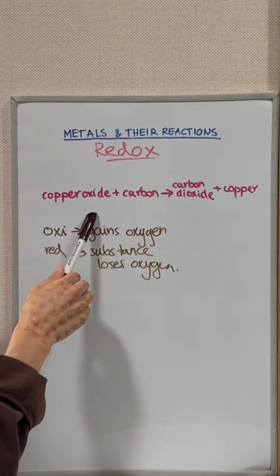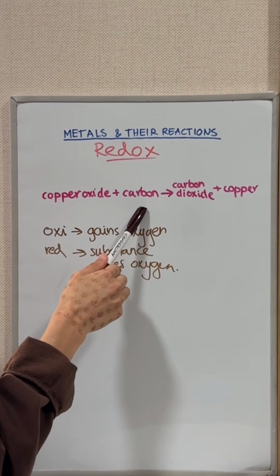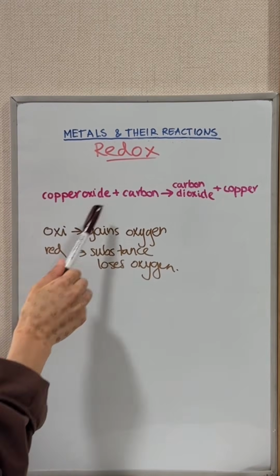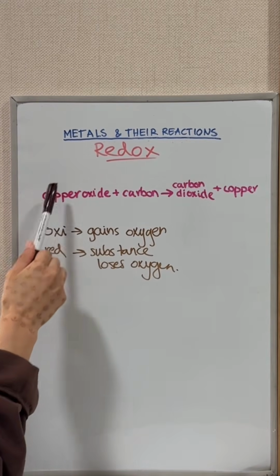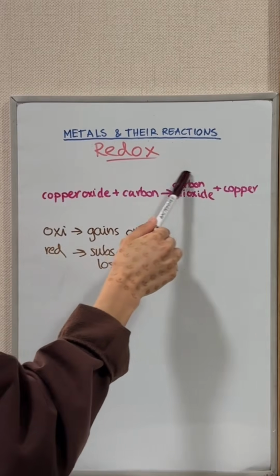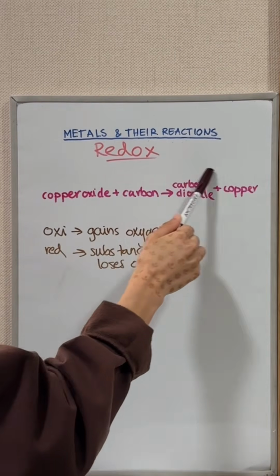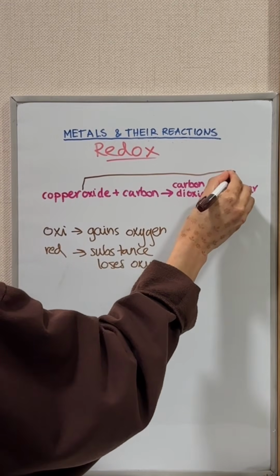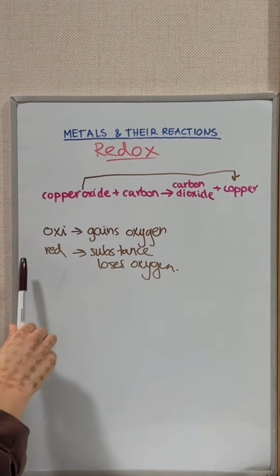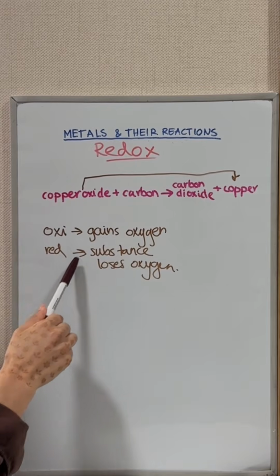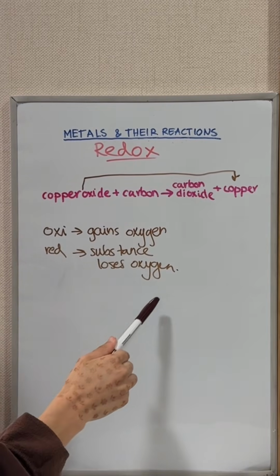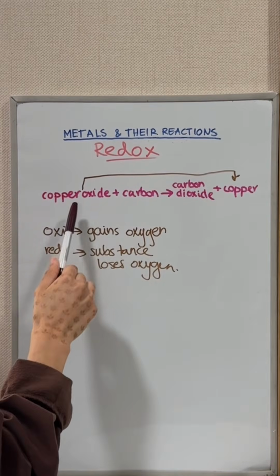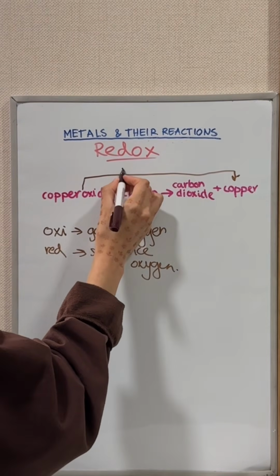You have copper oxide that reacts with carbon to form carbon dioxide and copper. So copper oxide again has oxygen to start off with, and on the other side, copper oxide loses oxygen to become copper. So what's actually happening to copper oxide? Is it being oxidized or is it being reduced? Well, reduction shows that a substance loses oxygen. In this case, copper oxide is losing oxygen to become copper, so copper oxide is being reduced.